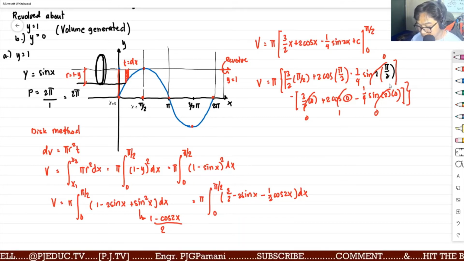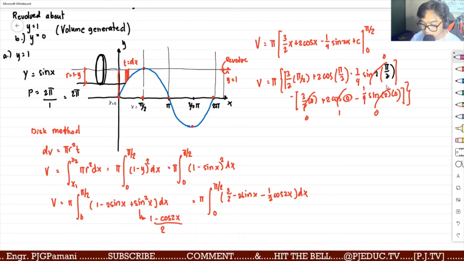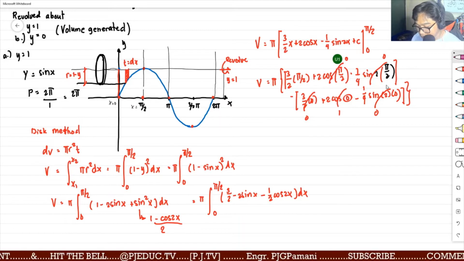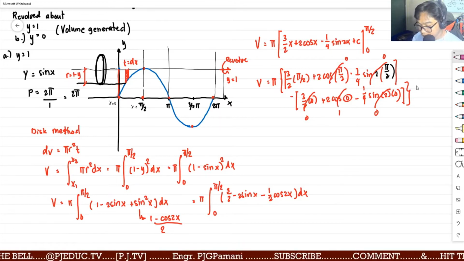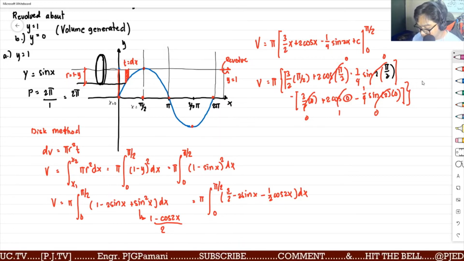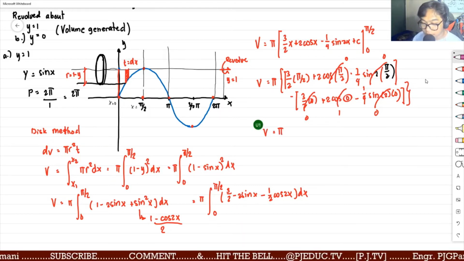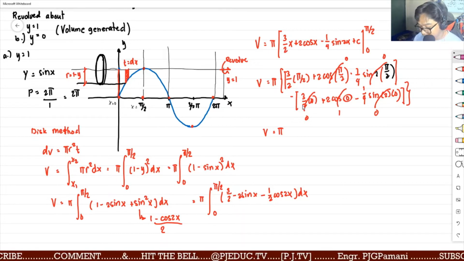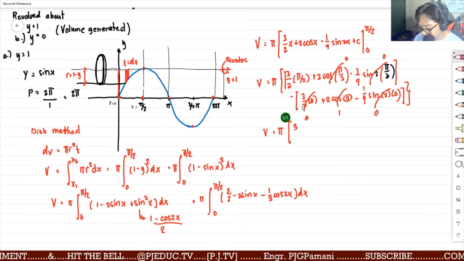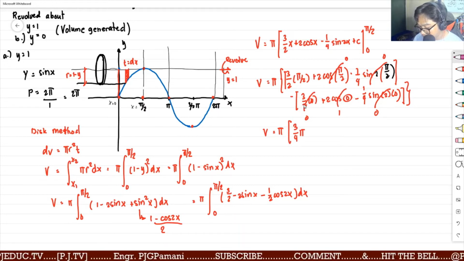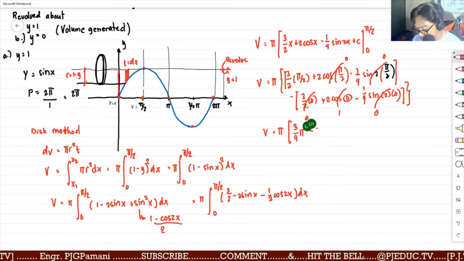Cosine of pi over 2, that is 0. Times 2 is also 0. So this will serve now as equal now to what? 3 half times 1 half. That is 3/4 pi. 0, 0, 0, 1 minus, ano yun?